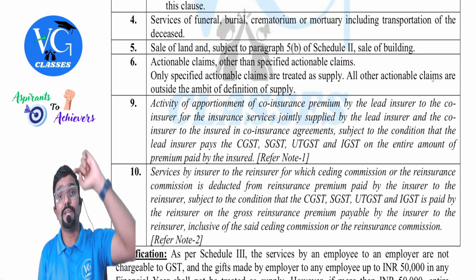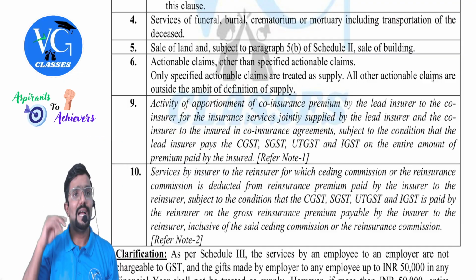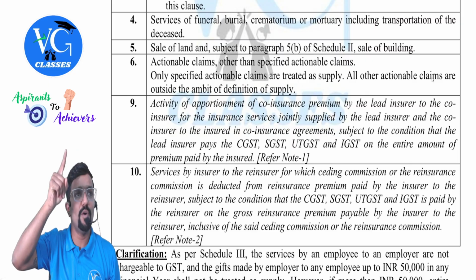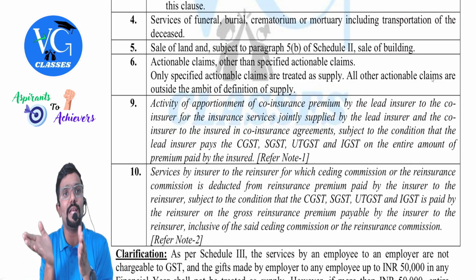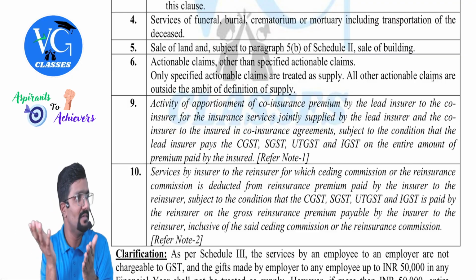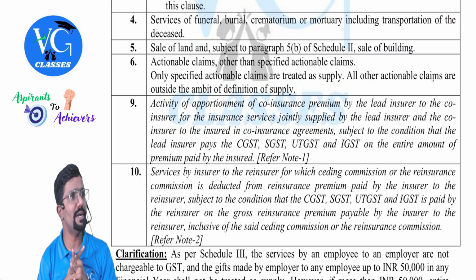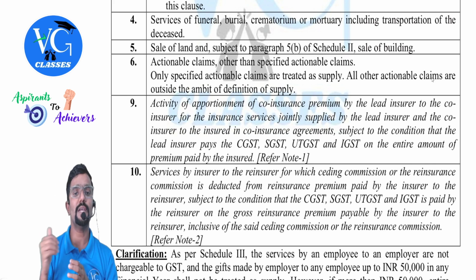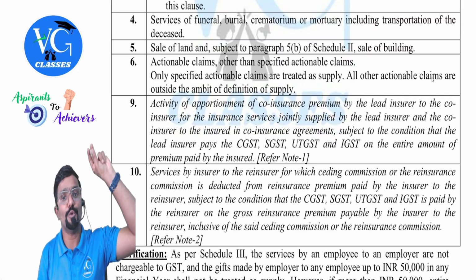Fifth one connected to Schedule 2. Sale of land is always covered here. Guys, land is always immovable property, not goods. Can it be a service? No. For land, I cannot tell pre-construction or post-construction and all. So sale of land is always outside GST. Then coming to building, subject to paragraph 5B of Schedule 2.